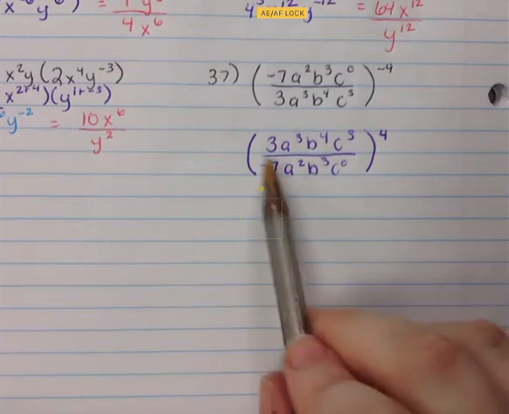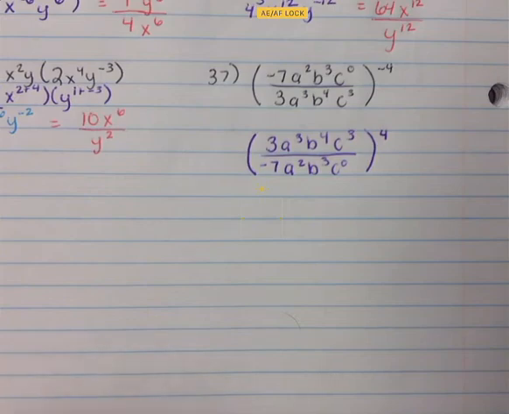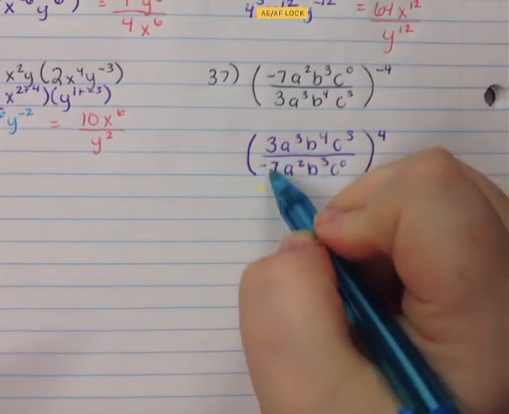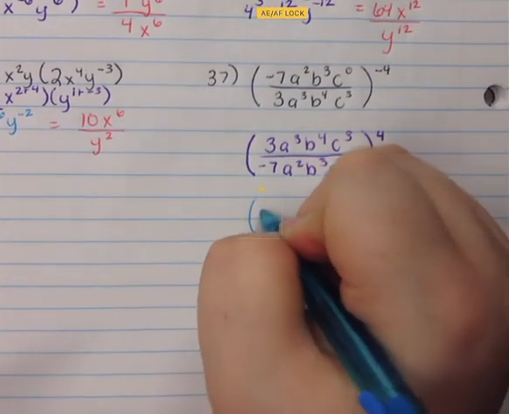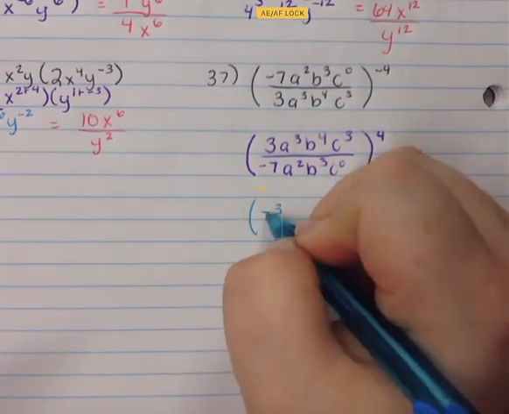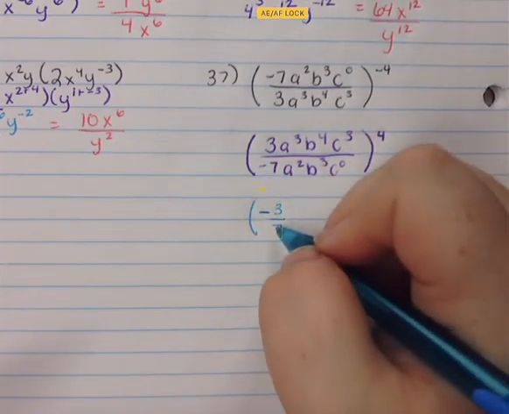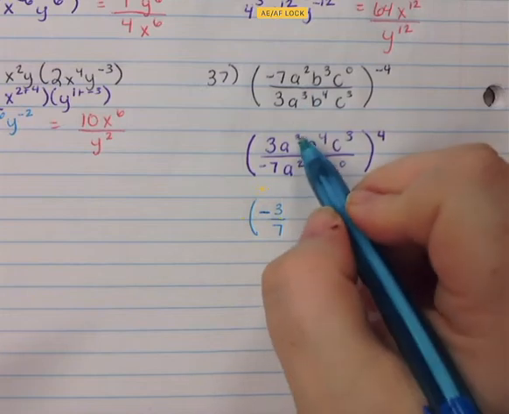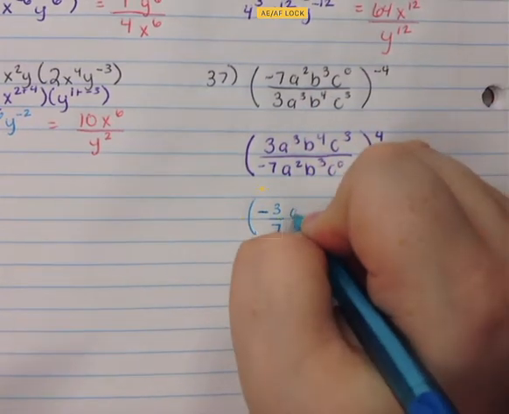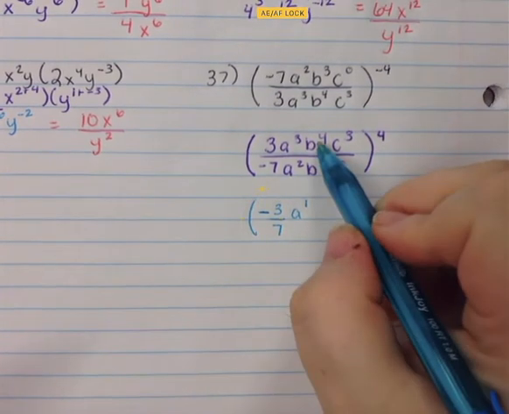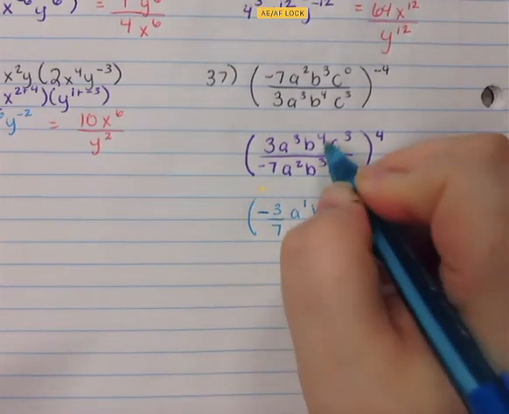Okay, so now I want to simplify the inside of this, and then I'll raise it to the 4th power. So the first part is 3 divided by negative 7. 3 divided by negative 7 is negative 3 over 7. So I'm going to keep negative 3 over 7. Now my negative is technically just out in the front because it's positive divided by negative. It's just a negative. Then we have a's, a cubed and a squared. The a is bigger, so it's going to be a to the 1st power on the top. The b's, b is bigger on the top, so it's going to be b raised to the 4 minus 3, which is 1.